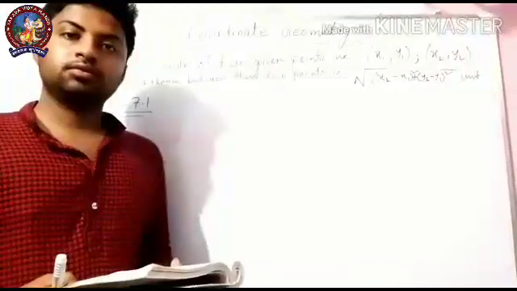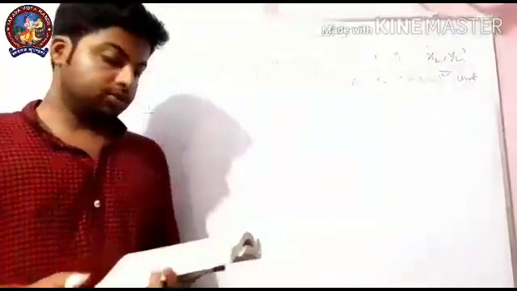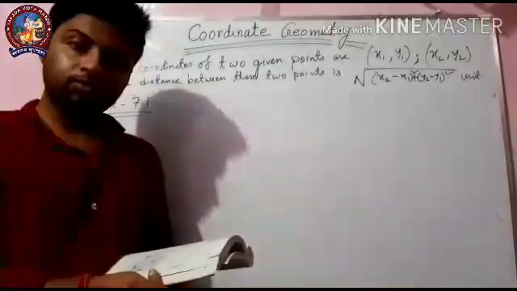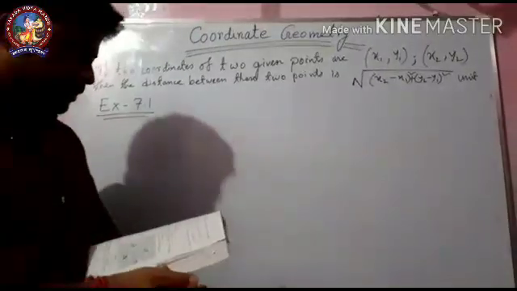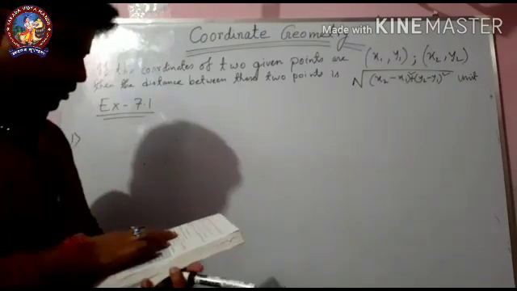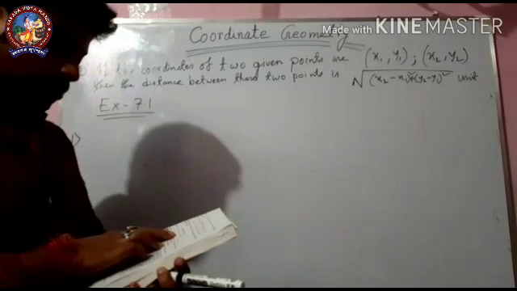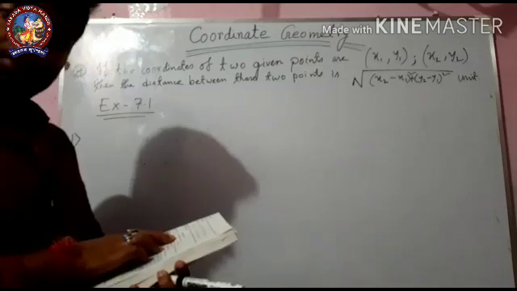Hello students, today we will go through the first exercise of this chapter, coordinate geometry. That is exercise number 7.1. The first question is: find the distance between the following pairs of points. That means two pairs of coordinates are already given, right?